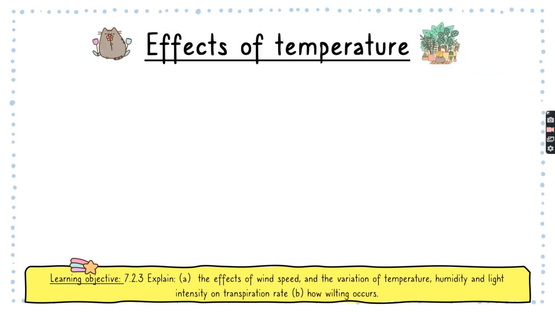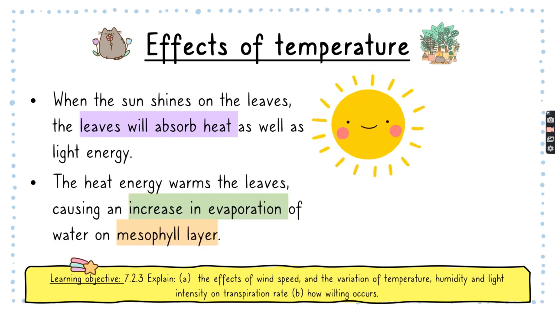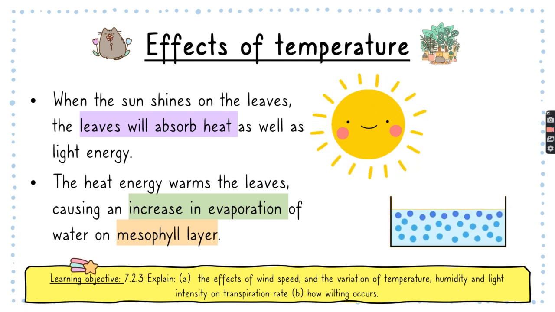Secondly, let's look at effects of temperature. When the sun shines, the leaves will absorb heat as well as light energy. The heat energy warms the leaves, causing an increase in evaporation of water in the mesophyll layer. So this is just basic physics, where higher temperature would also mean that evaporation rate would increase. So as evaporation in the mesophyll layer increases, overall transpiration rate would also increase.